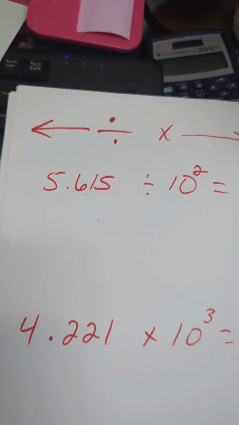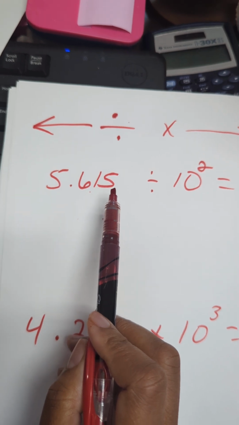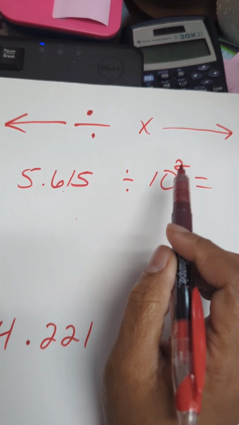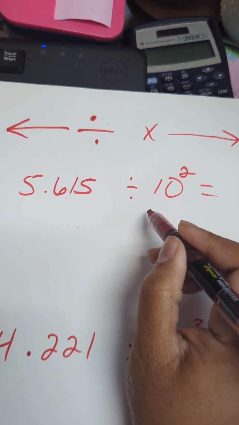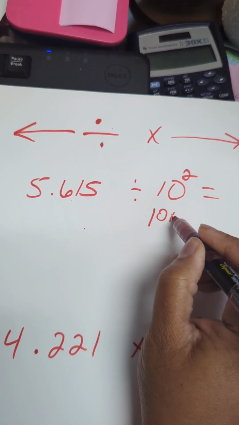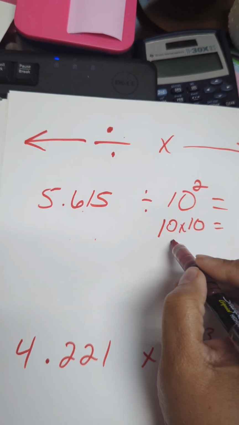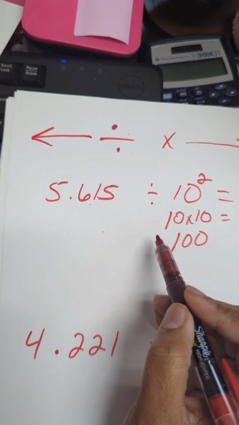Let's get started. Here we have 5 and 615 thousandths divided by 10 to the second power. First thing we want students to analyze their exponent. 10 to the second power means that we're taking our base number 10 and we're multiplying it twice. Our exponent. 10 times 10 equals 100. So 10 to the second power is the equivalent to 100, okay?